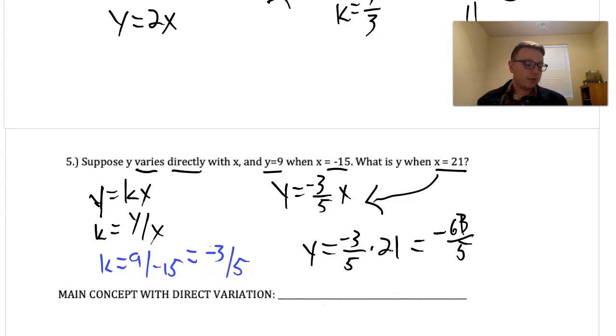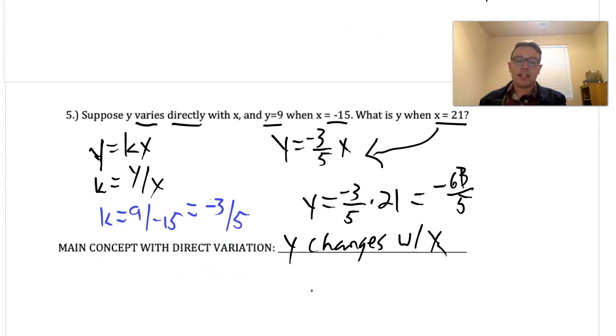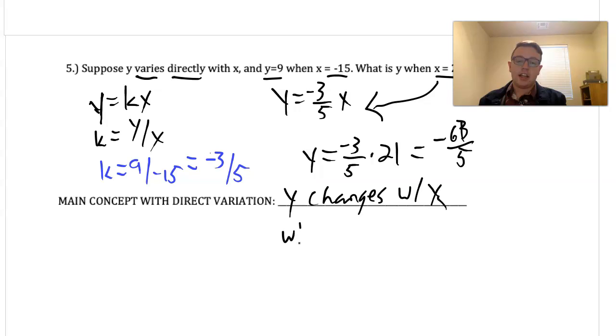So the main concept with direct variation: y changes with x. This also means that when x is 0, when our input is 0, y will also equal 0.